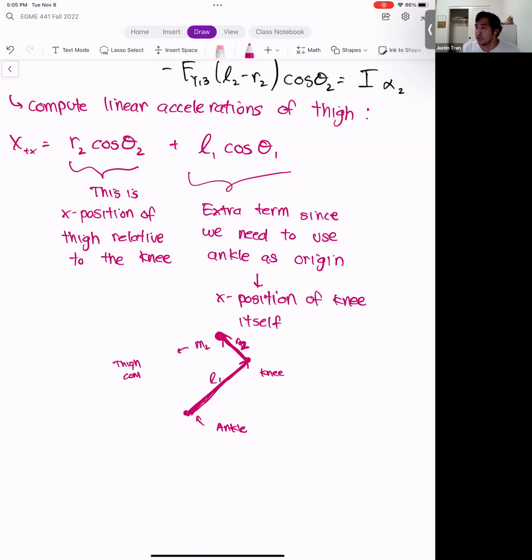Right. Any questions on this? Does that make sense why we have two of these terms here for the thigh? All right, and so I think that's the easy part of this. The hard part is going to be to actually take derivatives of this bad boy.